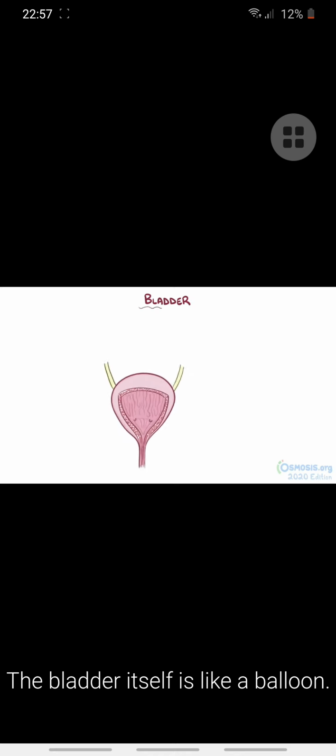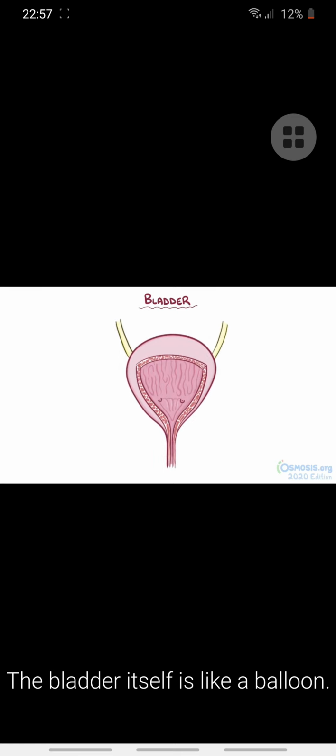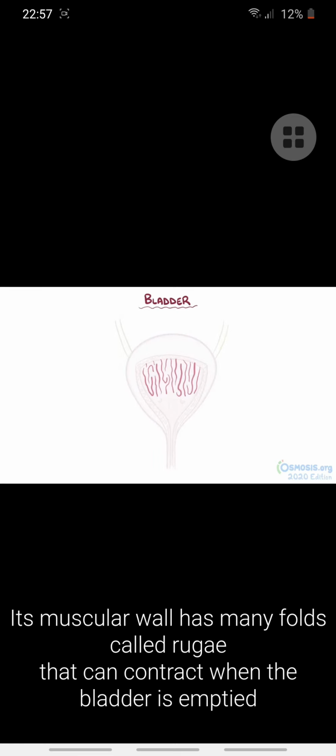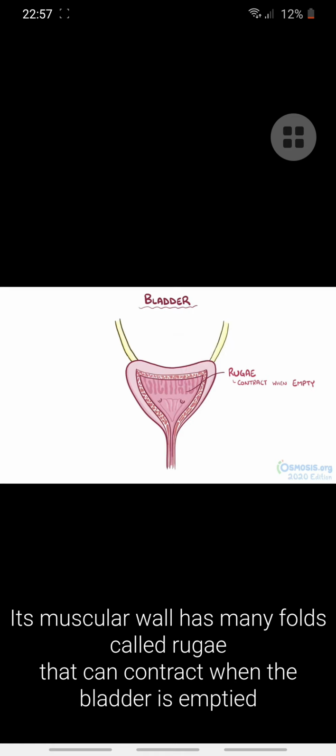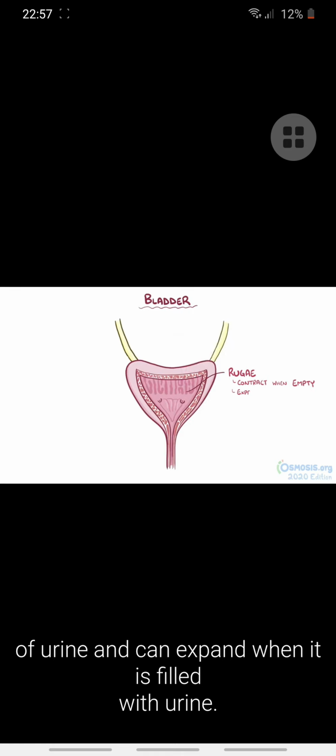The bladder itself is like a balloon. Its muscular wall has many folds called rugae that can contract when the bladder is emptied of urine and can expand when it's filled with urine.